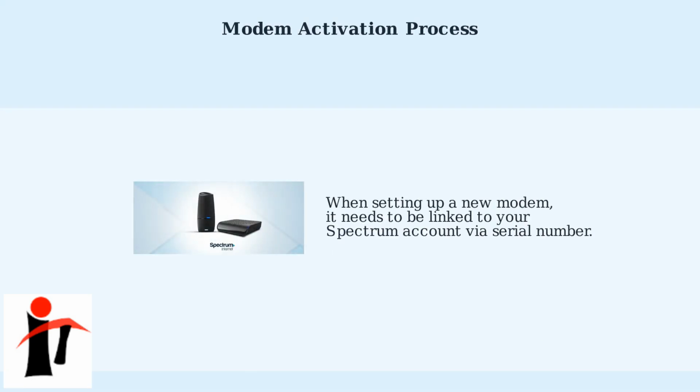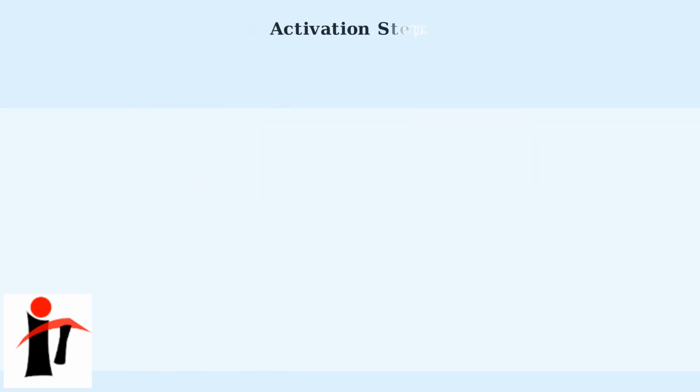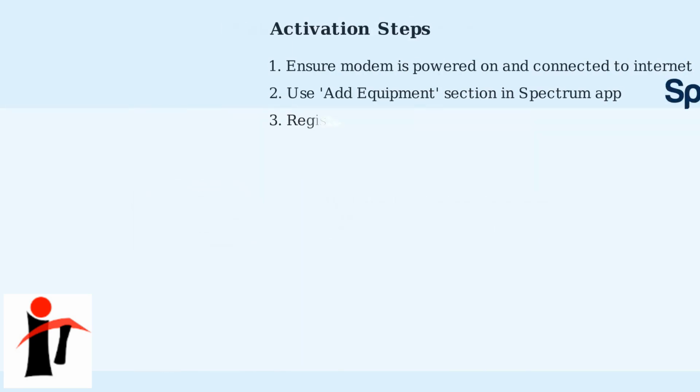When you set up a new modem, it needs to be properly linked to your Spectrum account via its serial number. You can do this through the Add Equipment section of the Spectrum app. Ensure your modem is powered on, connected to the internet, and registered via the app.